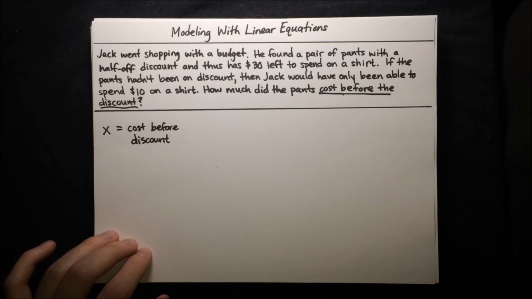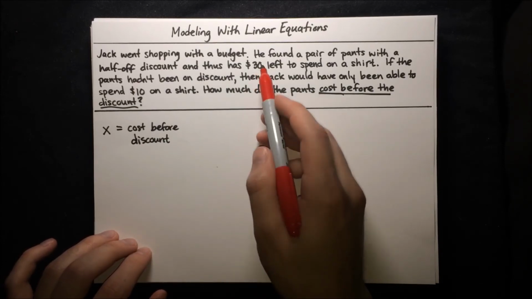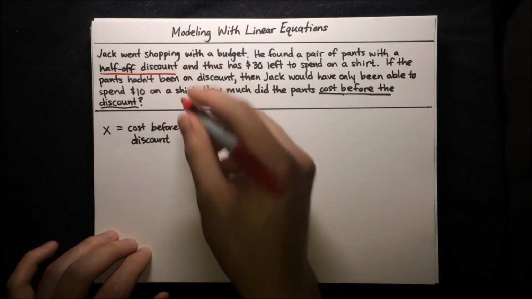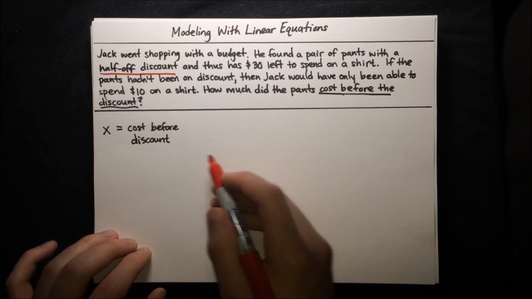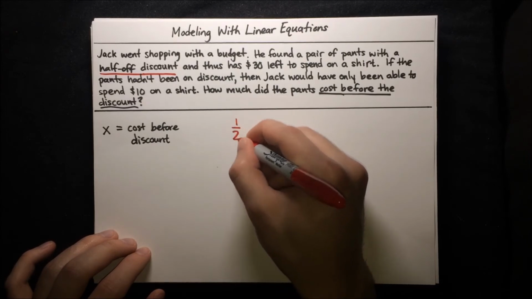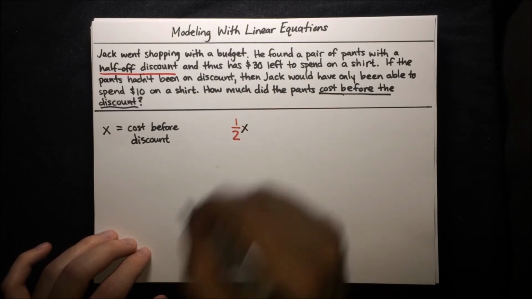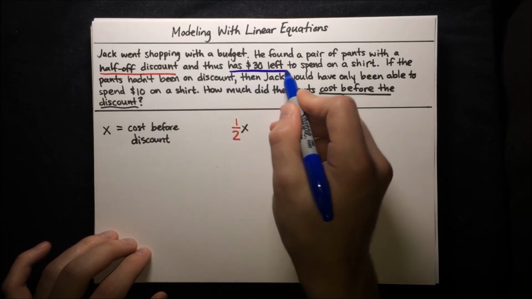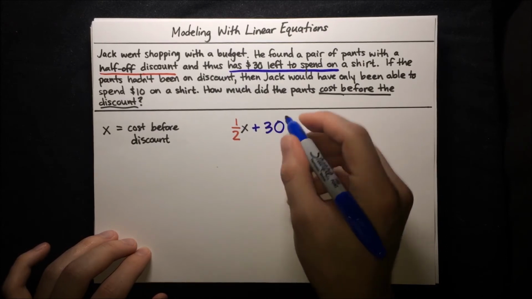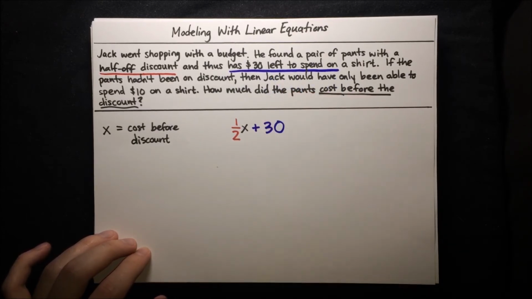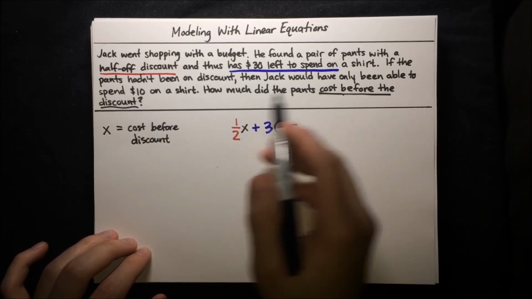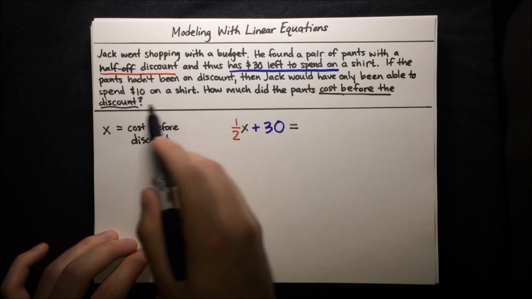Alright, now let's look back to the problem to set up an equation. So first of all, we're told that he's found the pair of pants with the half off discount. So first of all, how much money is that? Well, that's a half of the cost before discount. That's a half off. So make that a half times x. And thus he has $30 left to spend on the shirt. So a half x plus $30 is all the money that he would spend if he bought a shirt for $30. Now that's got to be the same amount of money in the other scenario, which involves the pants not being on discount and then only spending $10 on a shirt.